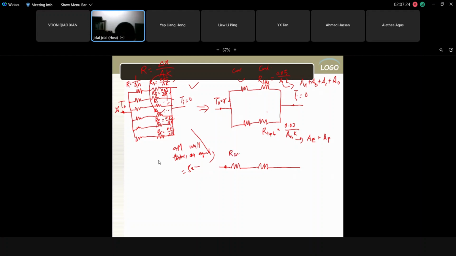R convection, R conduction. R conduction equals what? Equals 0.05, because all the thickness are the same, over A total, right? A total equals AA plus AB plus AC plus AD plus AE plus AF. Total surface area. Then this is correct. Do you get the concept?